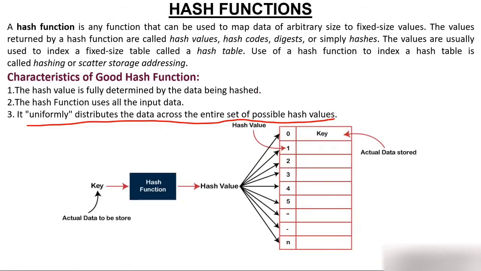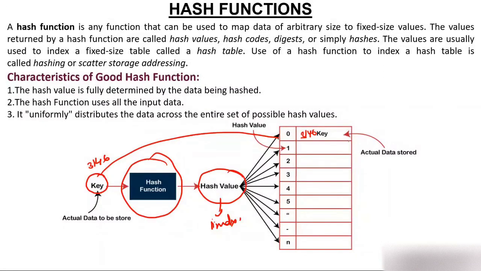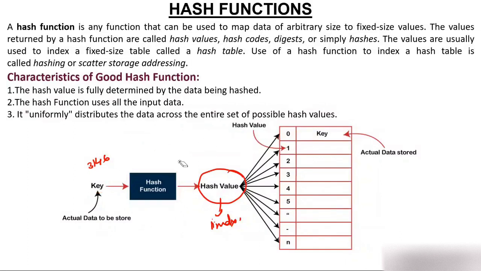Now if you look at the figure, suppose you have employee number 3146. This is the actual data to be stored. I apply a hash function, and after applying it I get the hash value, which is called the index of the hash table. I use this index and store the key, 3146, at whatever index I get. The key is the actual data. Hope this figure makes things very clear for you.